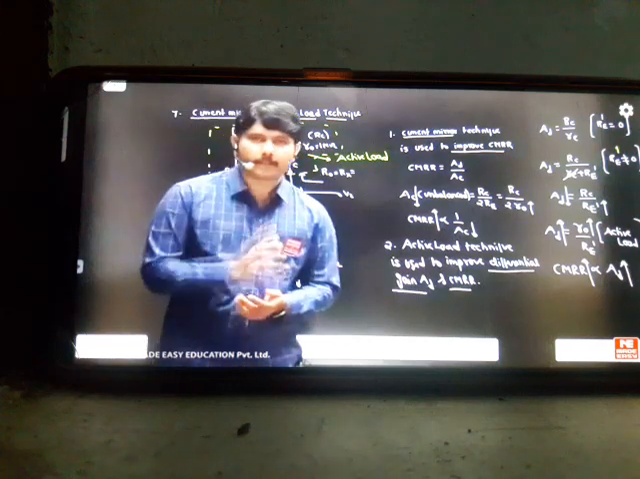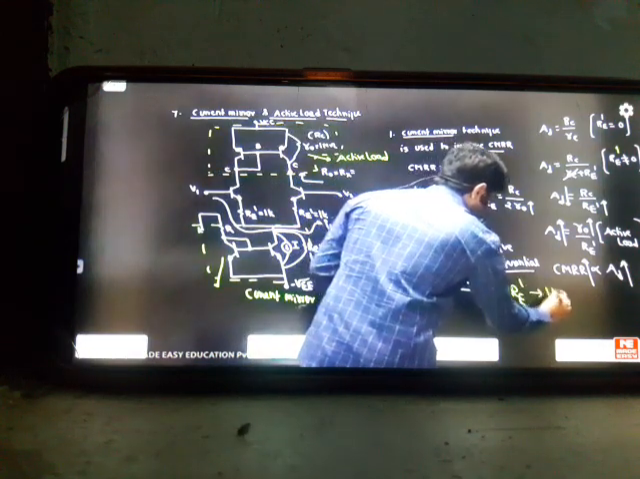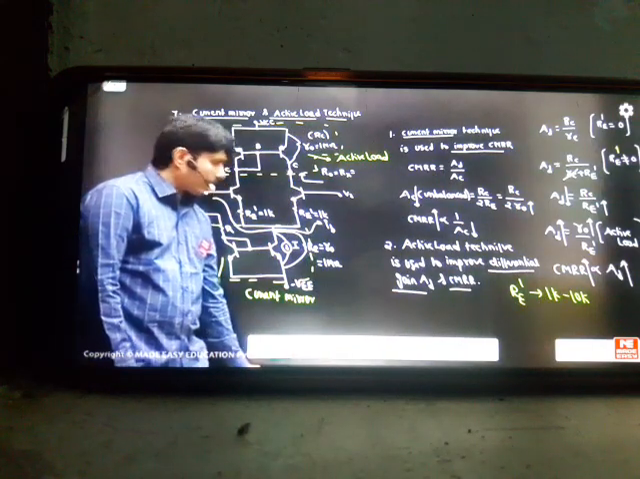The range of RE dash can be 1K to 10K. You can take RE dash range as 1K to 10K. It's just like an emitter resistance. You cannot take more than 1K to 10K. RE dash range, RE is also the same range, 1K to 10K.